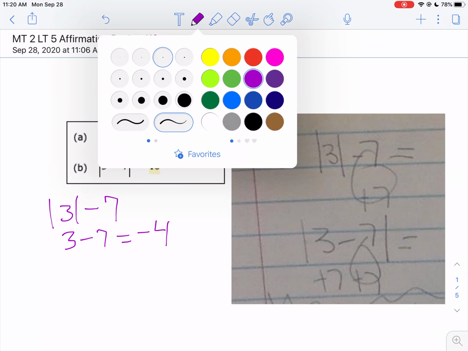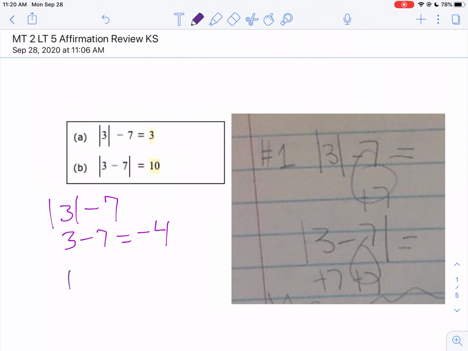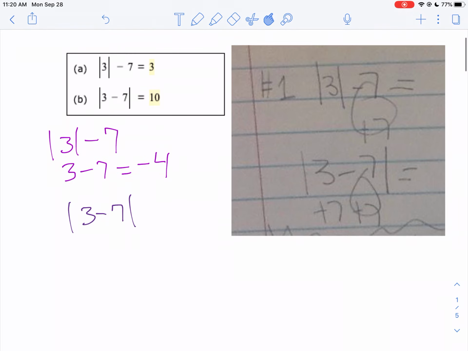Now, the same thing on the next one. We're going to take the absolute value of 3 minus 7. The difference between part A and part B is when you take the absolute value. You treat the absolute value like a parenthesis here. So you find 3 minus 7. Well, 3 minus 7 is negative 4. And the absolute value of negative 4, that's positive 4. That's what we're looking for in the first question.